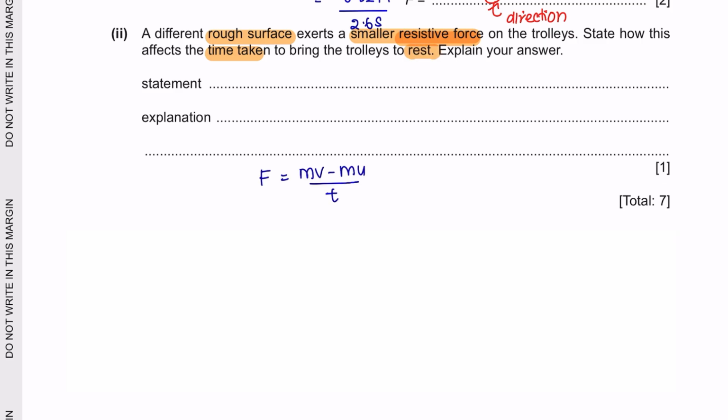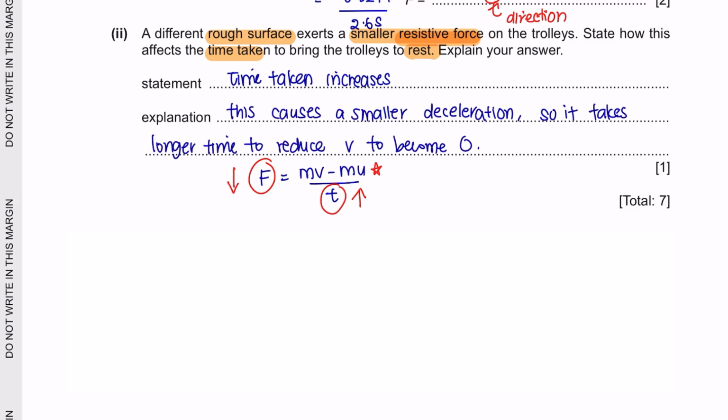Remember, according to our formula, F equals mv minus mu over t. If the value of force decreases, that means that the value of time will increase, given that the change of momentum remains the same. So a smaller resistive force means the time taken increases. For the explanation, you can say that a smaller resistive force causes a smaller deceleration. So this means it takes a longer time to reduce the velocity to zero.